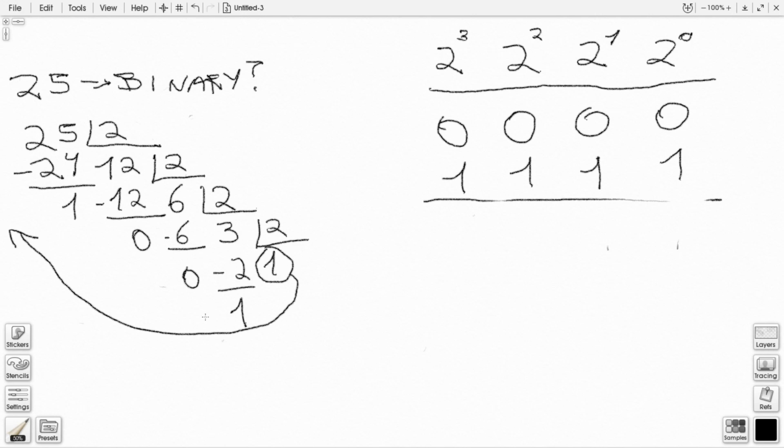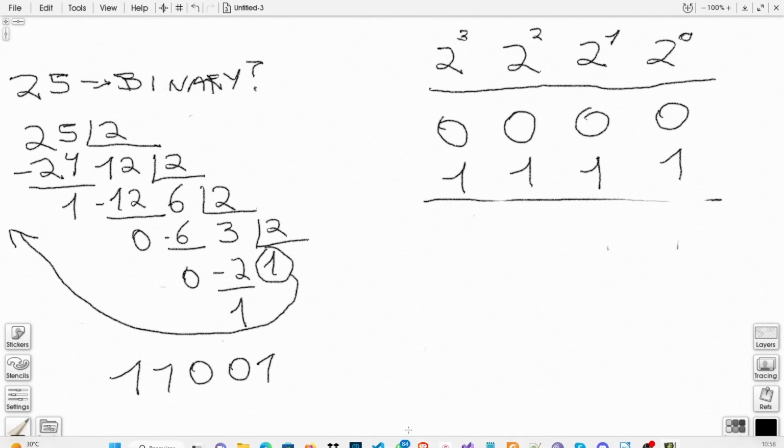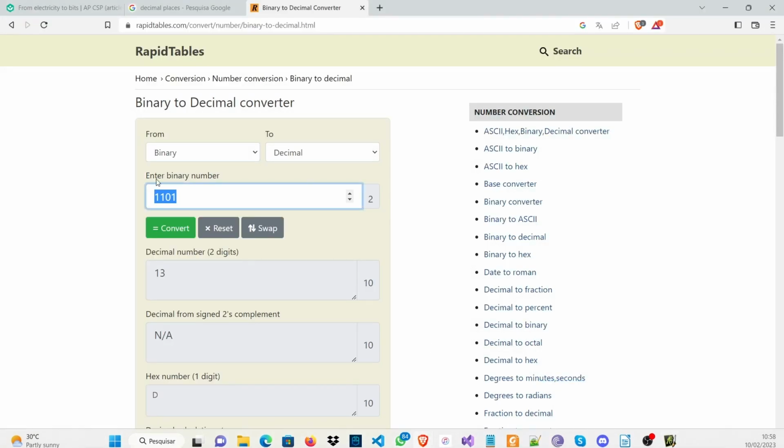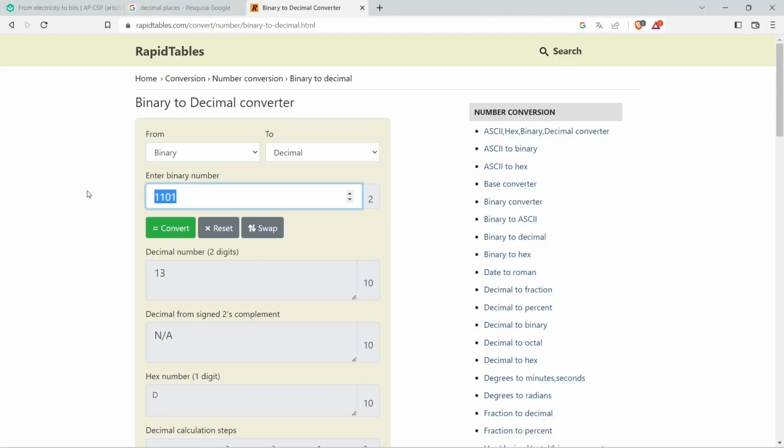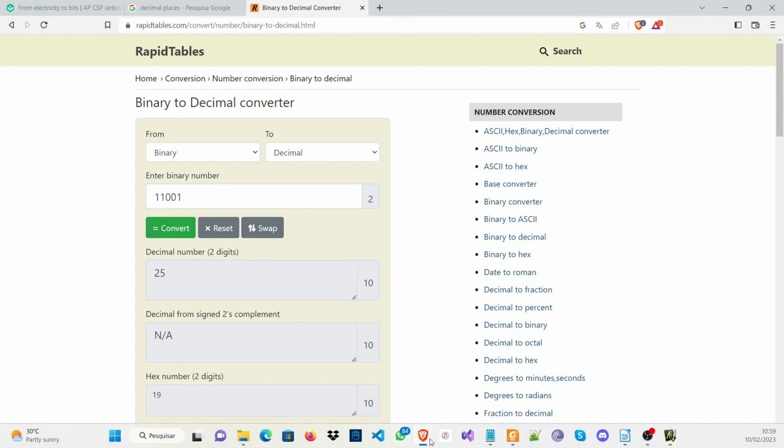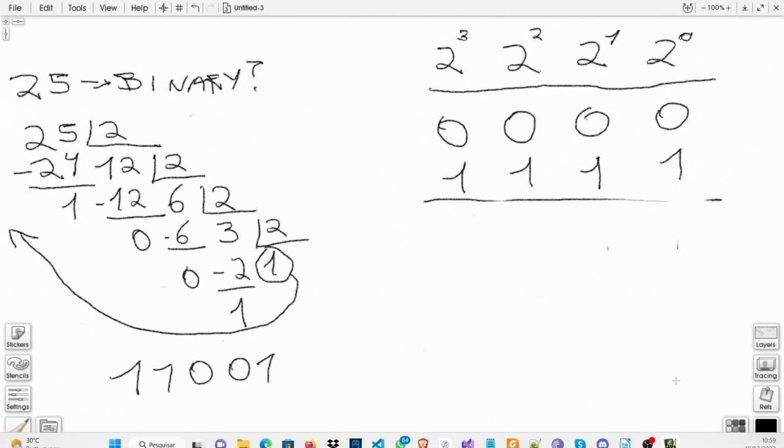The first digit is 1. The next one is 1. The next one is 0. The next one is 0 again. And finally, 1. Let's confirm and see if this is indeed 25. 11001. Binary to decimal calculator, 11001. It is indeed 25.